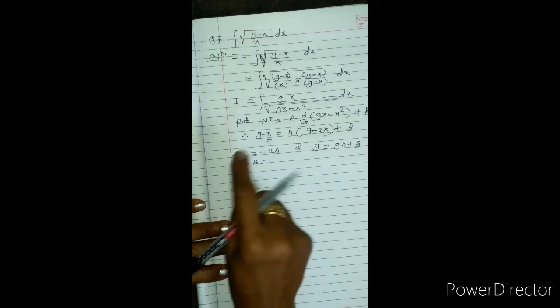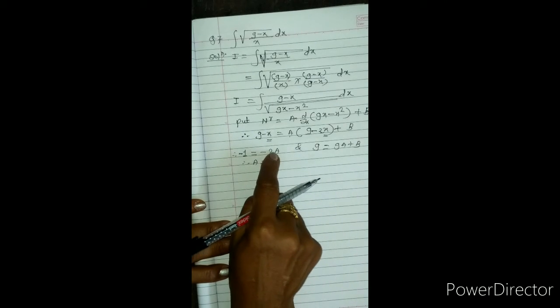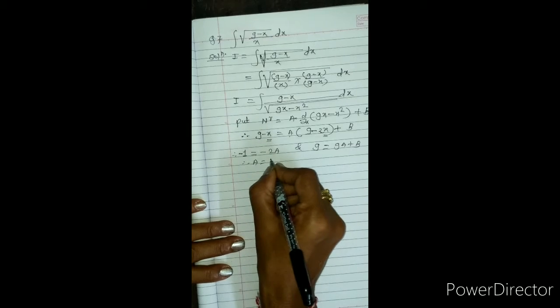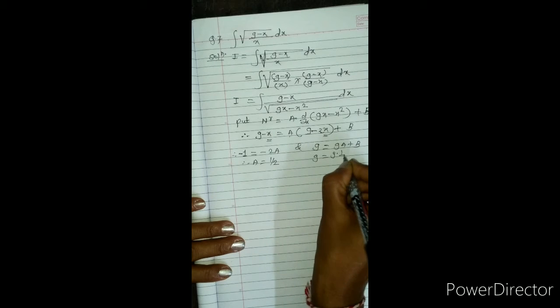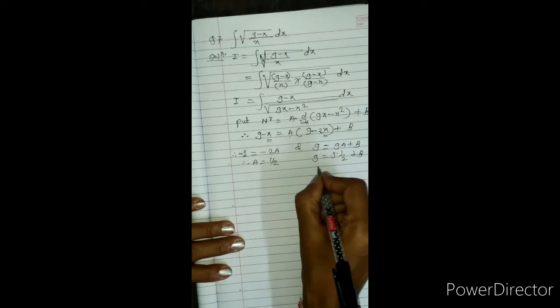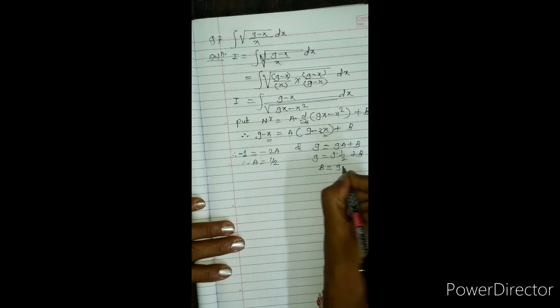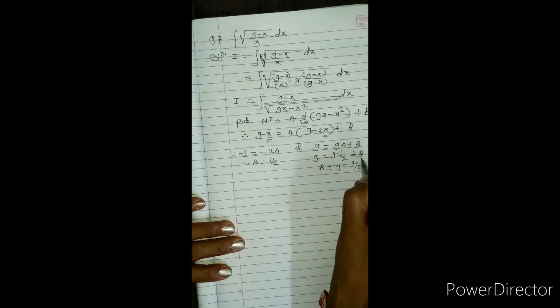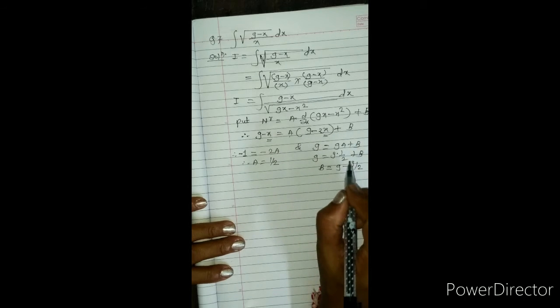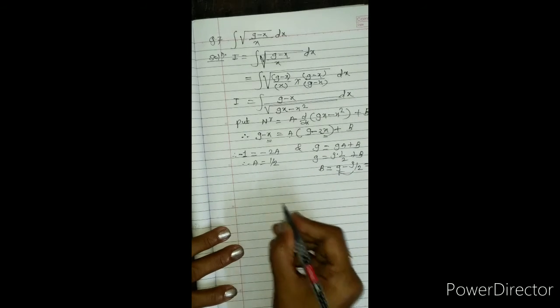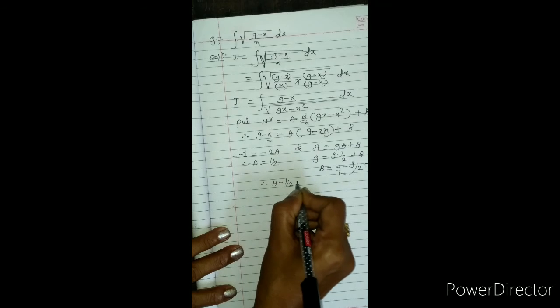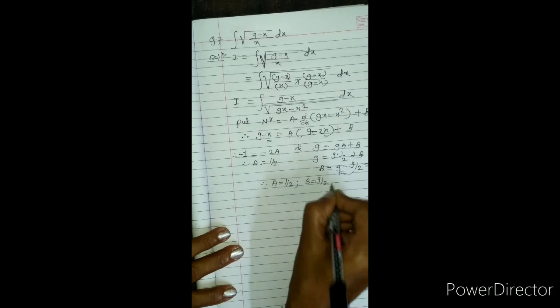Therefore we get the value. Once we cancel the minus sign and divide the coefficient of 2 to the left side, we get the value of a is equal to 1 by 2. Put this value here, 9 into 1 by 2 plus b. So that implies b is equal to 9 minus 9 by 2. This 9 by 2 becomes negative on the left side. Again for simplification, the denominator is 2, cross multiplied, 18 minus 9, that is 9 by 2. So we get a is equal to 1 by 2 and b is equal to 9 by 2.